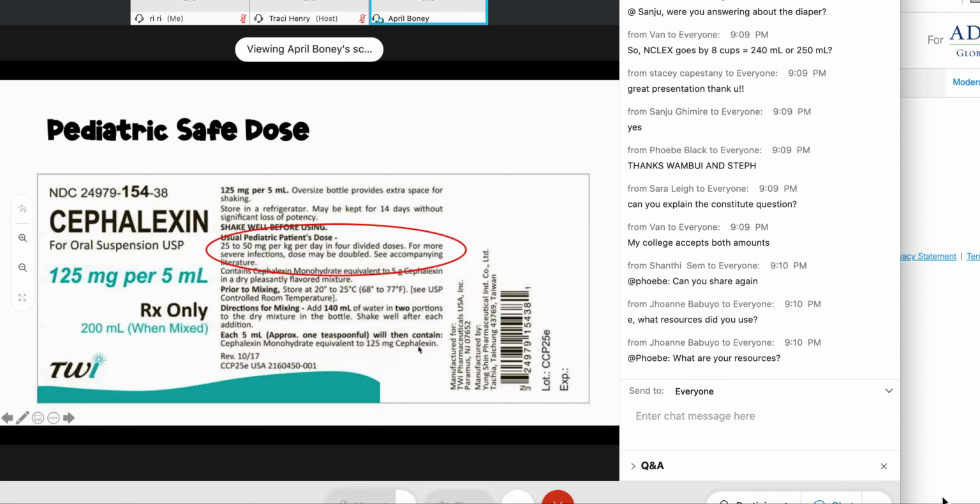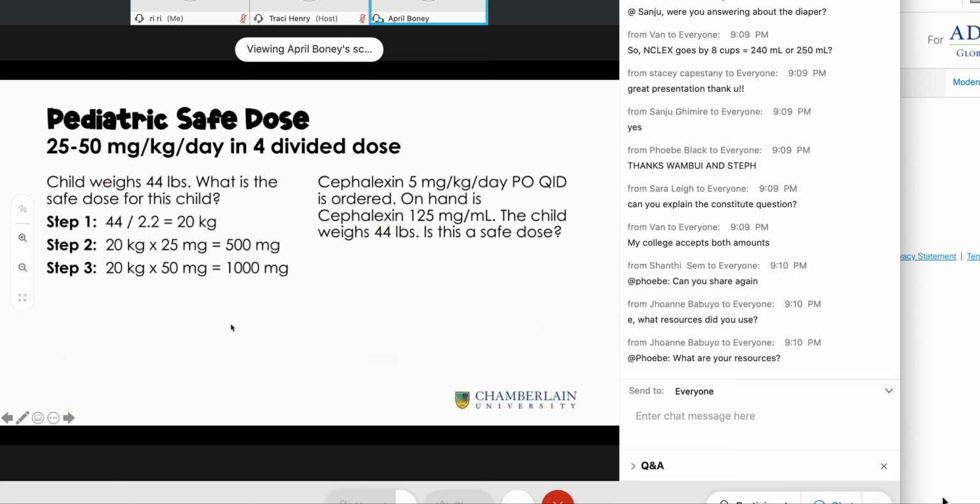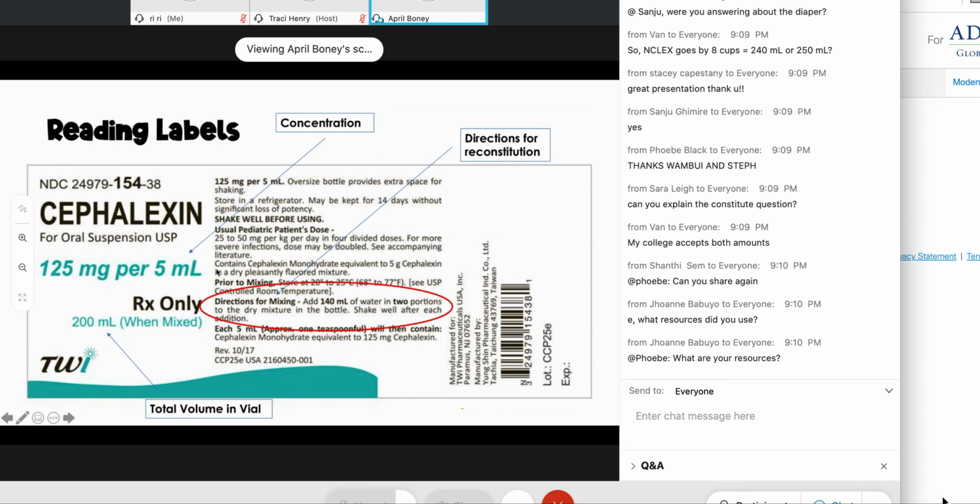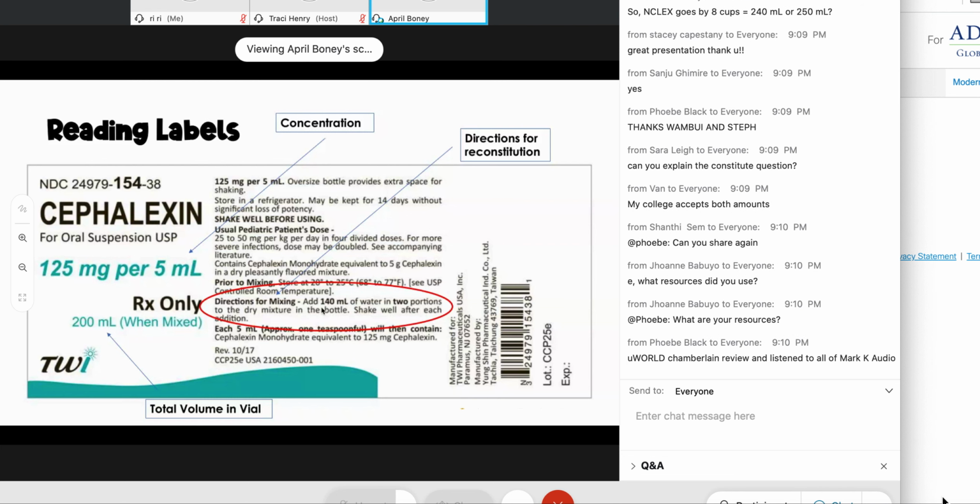And so that's where I was showing you on this label. This came as a powder. We've got to turn it into a liquid. And the manufacturer says, in order to turn this powder into a liquid that you can use for your patient, you have to add 140 milliliters to this powder. And it tells you it has to be water.